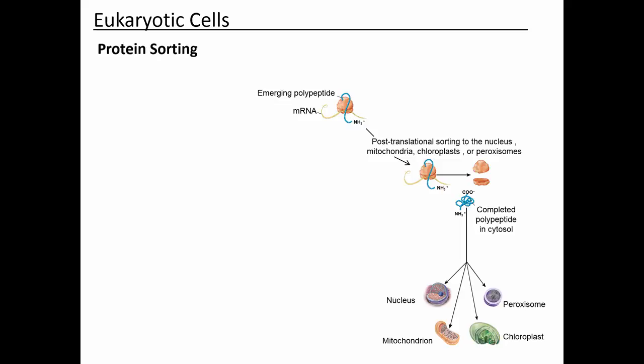Co-translational sorting. So remember, translation is the process where you produce proteins. So co-translational is while translation is happening. And then post-translational sorting is sorting that happens after translation is over. So that means after protein production. So this is sorting that happens after protein production.